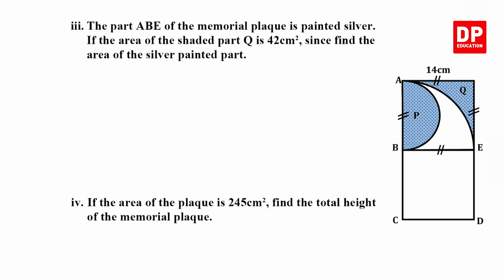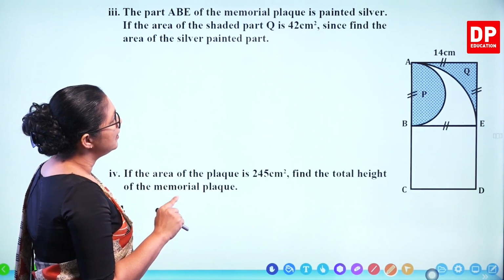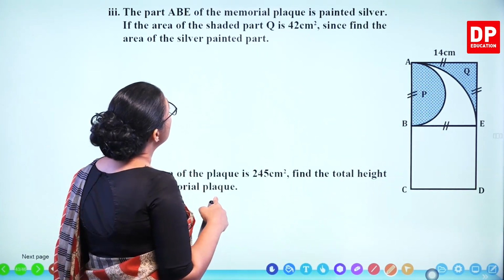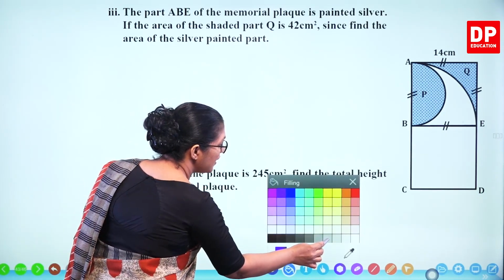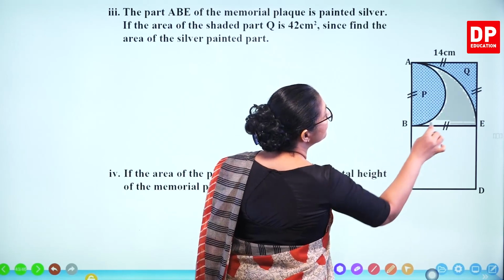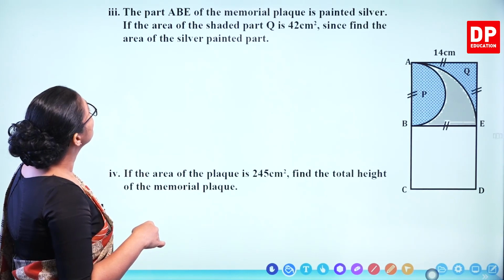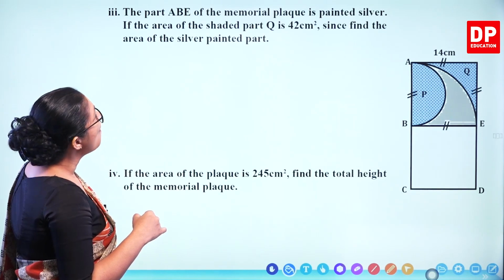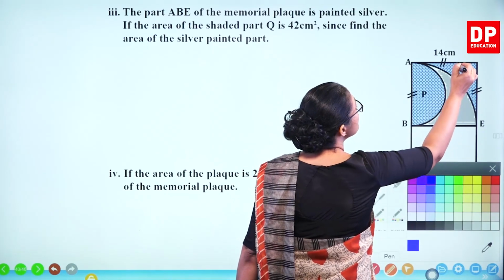Now we'll look at the second part. We did second part, third part. The part ABE, this one, of the memorial plaque is painted silver. So silver color here. This part silver. If the area of the shaded part Q is 42, so this part is 42.